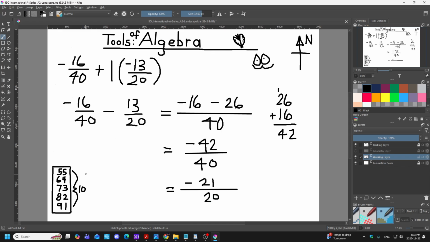3 times 7 equals 21. 3 doesn't go into 20 nicely, neither does 7. Okay, so we end up with an improper fraction, and then I can convert this quickly. Don't forget your sign, to a mixed fraction. There we go, that is it.